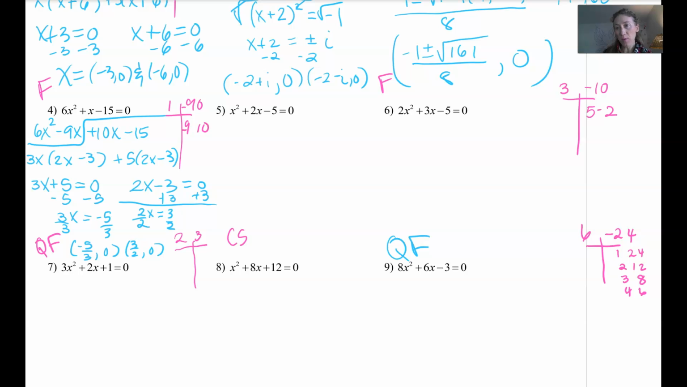On number 5, remember we're completing the square. So you may want to try it on your own, pause the video, and then see if we get the same answer. I'm again going to do the work quietly.